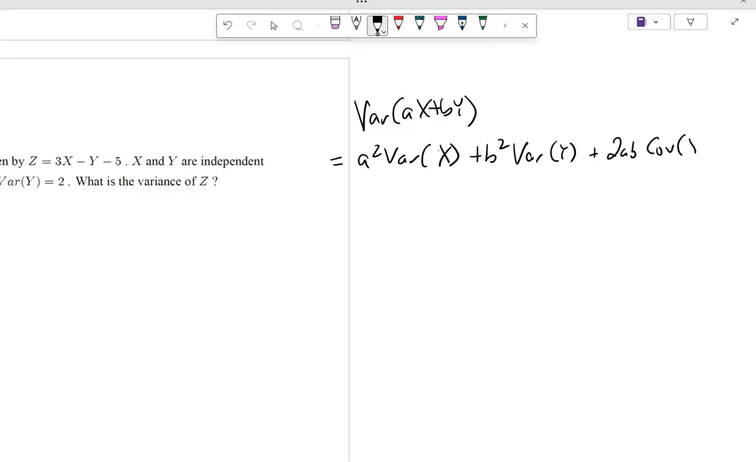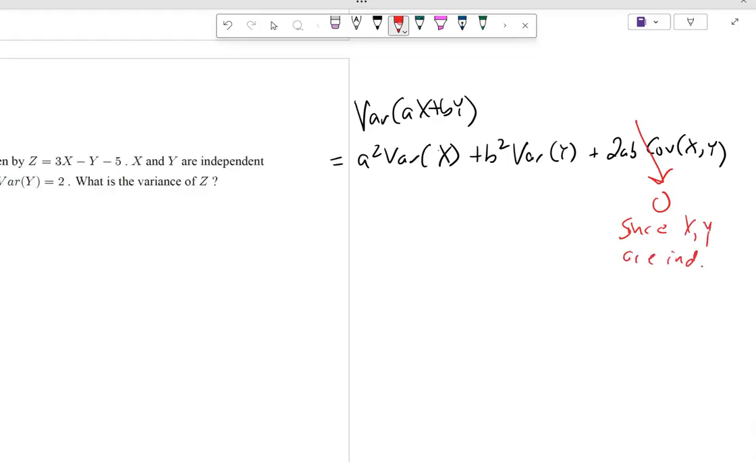Yep, it's 2AB covariance, right? Cool. Good, good, good. You did remember. All right. Problem says they're independent, right? So what happens to the last term? 0. Good. This goes away to 0 since they're independent, right?